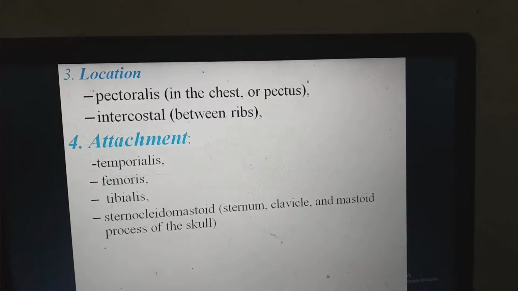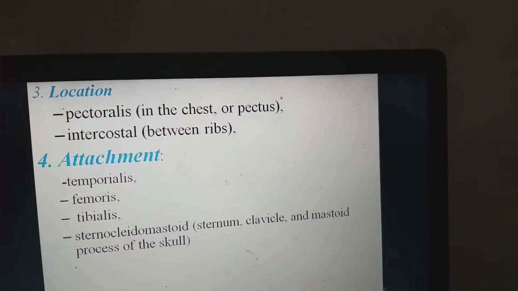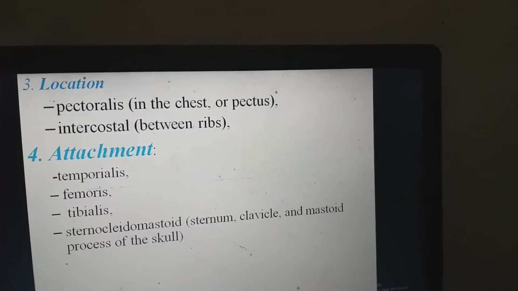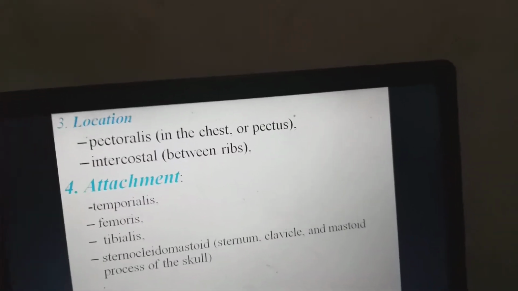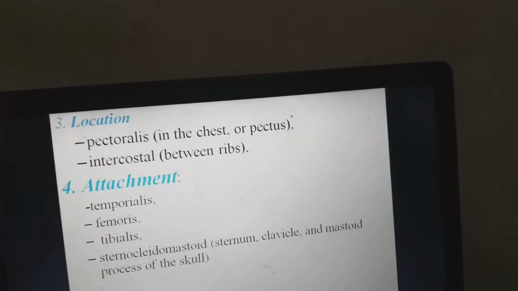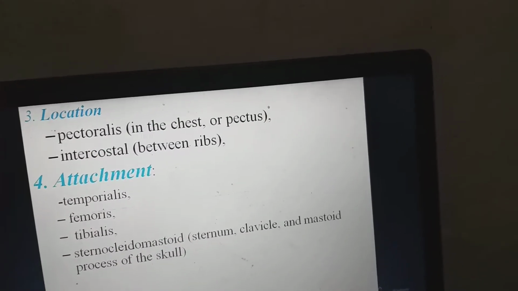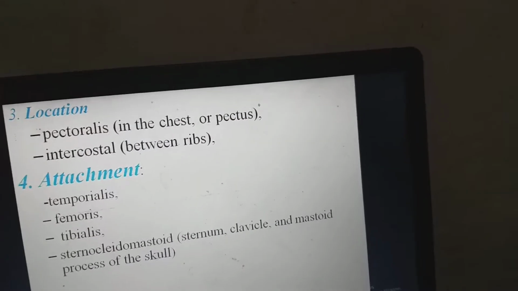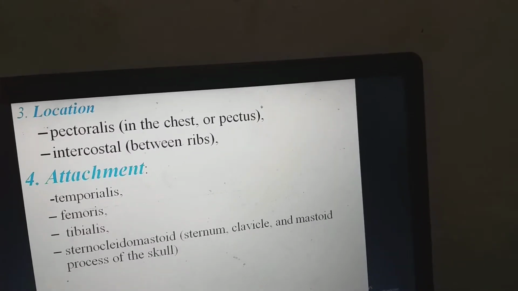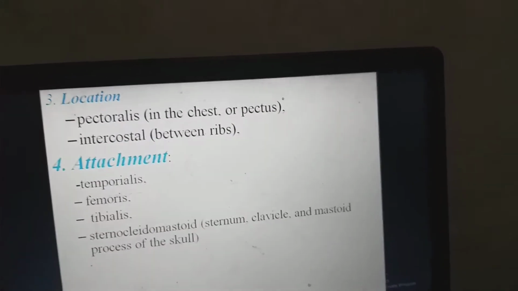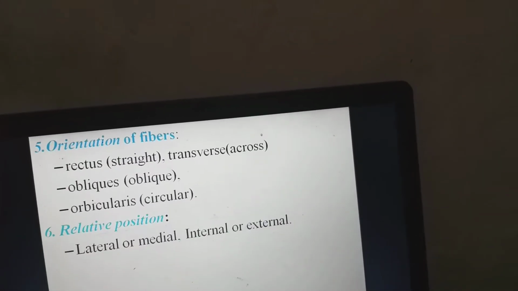You can also give a name based on location, like pectoralis, which is located on the pectoral region, the chest region. Intercostal: inter means between, costo means ribs, between the ribs. Based on attachment: temporalis is attached to the temporal bone, femoralis to the femoral bone, tibialis to the tibial bone, and sternocleidomastoid is attached to the sternum, clavicle, and the mastoid process of the temporal bone of the skull. So based on attachment, we can give a name.